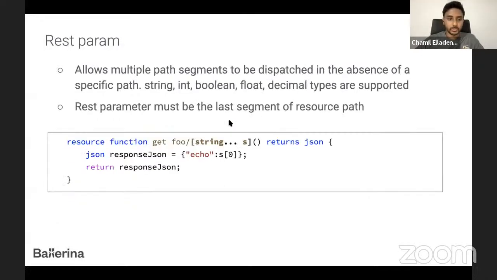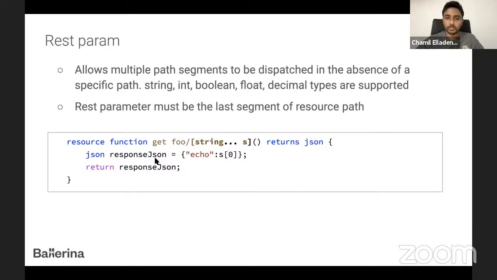And then let's talk about the rest parameters. A rest parameter is some kind of an extended version of the path parameters. It allows multiple path segments to be dispatched in the absence of a specific path match. And you especially need to understand that you need to place this rest parameter as the last parameter of the path segments.